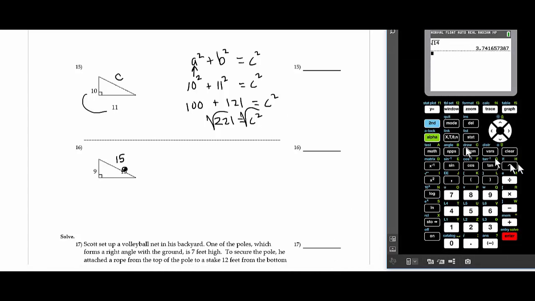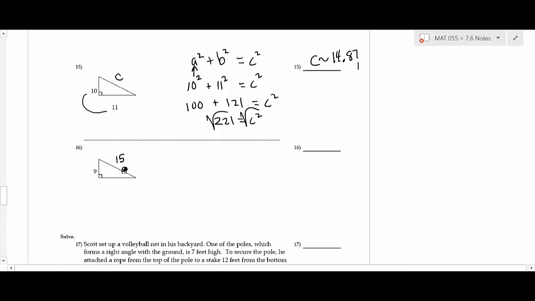So what we do on this now is we just go square root of 221. If it doesn't turn out to be a whole number, you either want to simplify the radical or just round it off. So this one we'll say c is approximately equal to 14.87. Like on a test, I usually would tell you to round it off to this many decimals. Everybody got that?